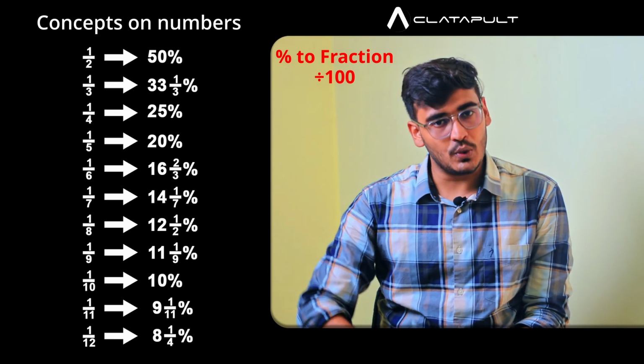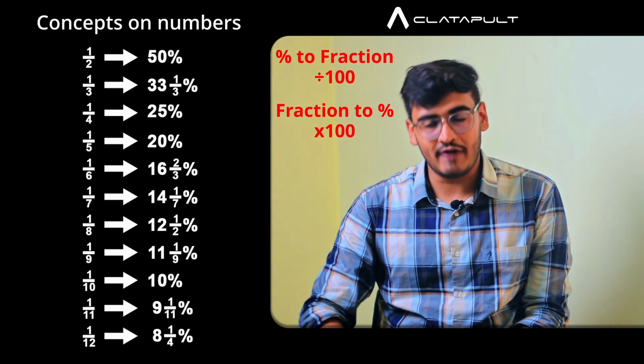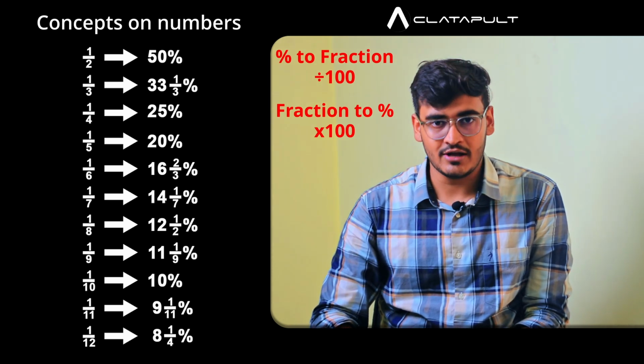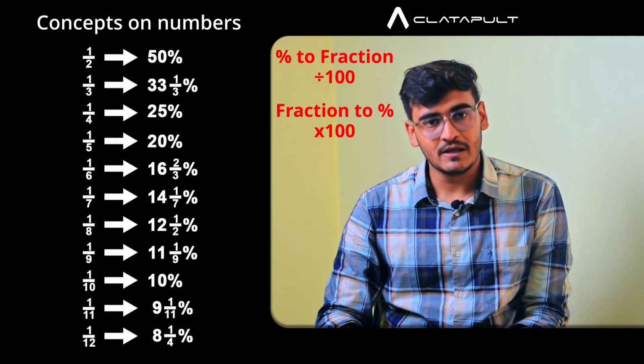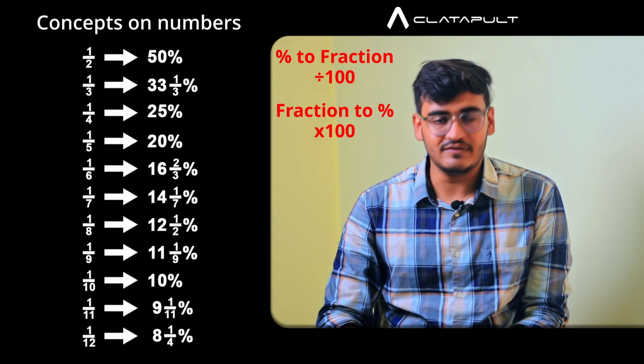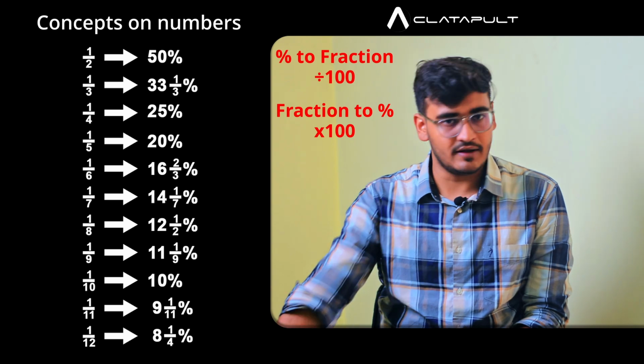Conversely, if you have to convert a fraction into percentage, you have to multiply that fraction by 100. So 1 by 2 is a fraction. If you have to convert it into percentage, you do 1 by 2 into 100, which is 50%. That will get you the answer, right?